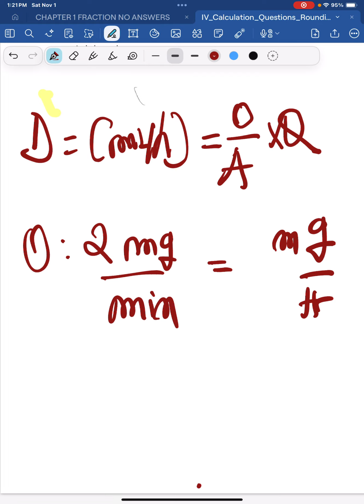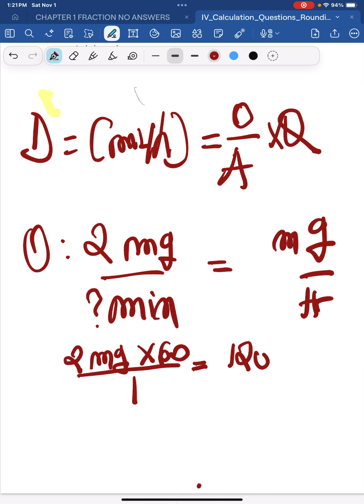If you look at this scenario, on the top I have milligram, on the other side milligram. The only thing I'm changing here is going from minute to hours. How do you go from anything per minute to anything per hour? Let me give you a quick tip that you'll never forget. Just multiply the top number by 60 and divide that by whatever minutes are there. You need 2 milligrams per minute, which means it's only 1 minute. I divide that by 1. Now I will have 120 milligram per hour.